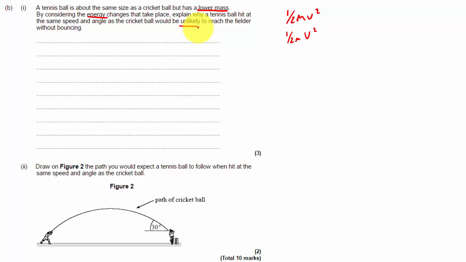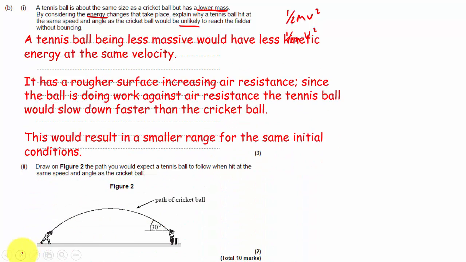You can start off by saying, I've actually written out an answer because my handwriting is terrible. A tennis ball has less mass, so it would have less kinetic energy at the same velocity. So that's kind of standard. It's also got a rougher surface, so it has greater air resistance, and since the ball is doing work against air resistance, the tennis ball would slow down faster than the cricket ball. And this would result in a smaller range for the same initial conditions.